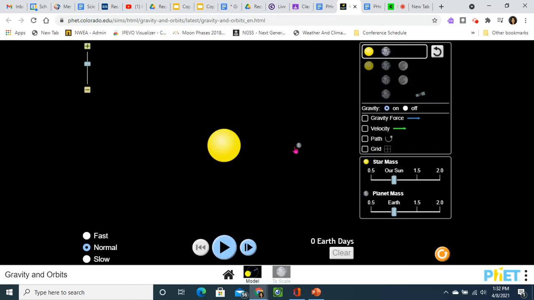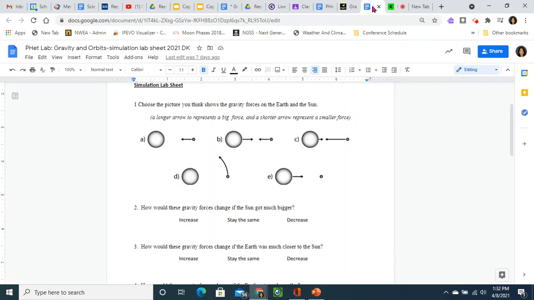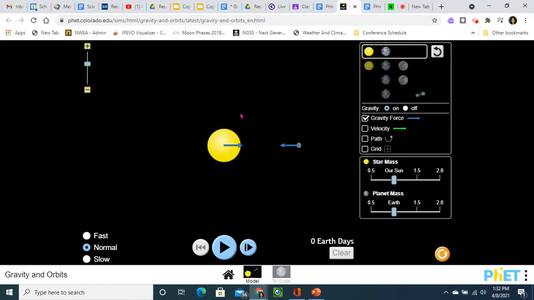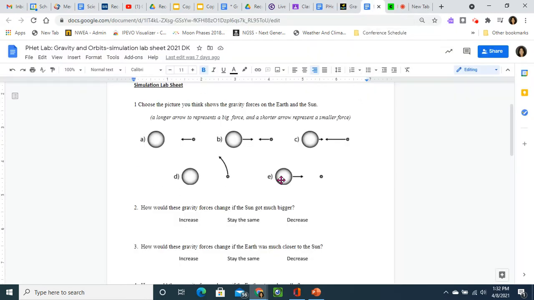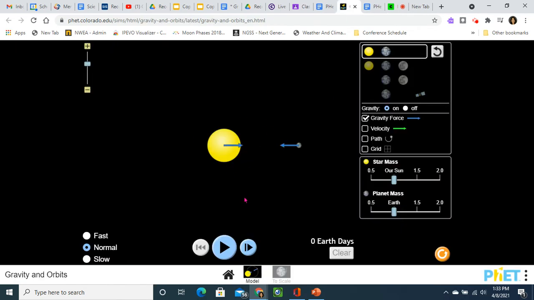Here it shows the sun and the earth, which is what we're going to be using in the first one. But you'll want to turn on your gravity force. In question number 1, it is asking you, choose the picture you think shows the gravity forces on Earth and Sun. So we're going to look back at the picture, and you will choose the letter of the correct picture that matches it. Looking at picture A, B, C, D, and E, which one looks similar to this picture?